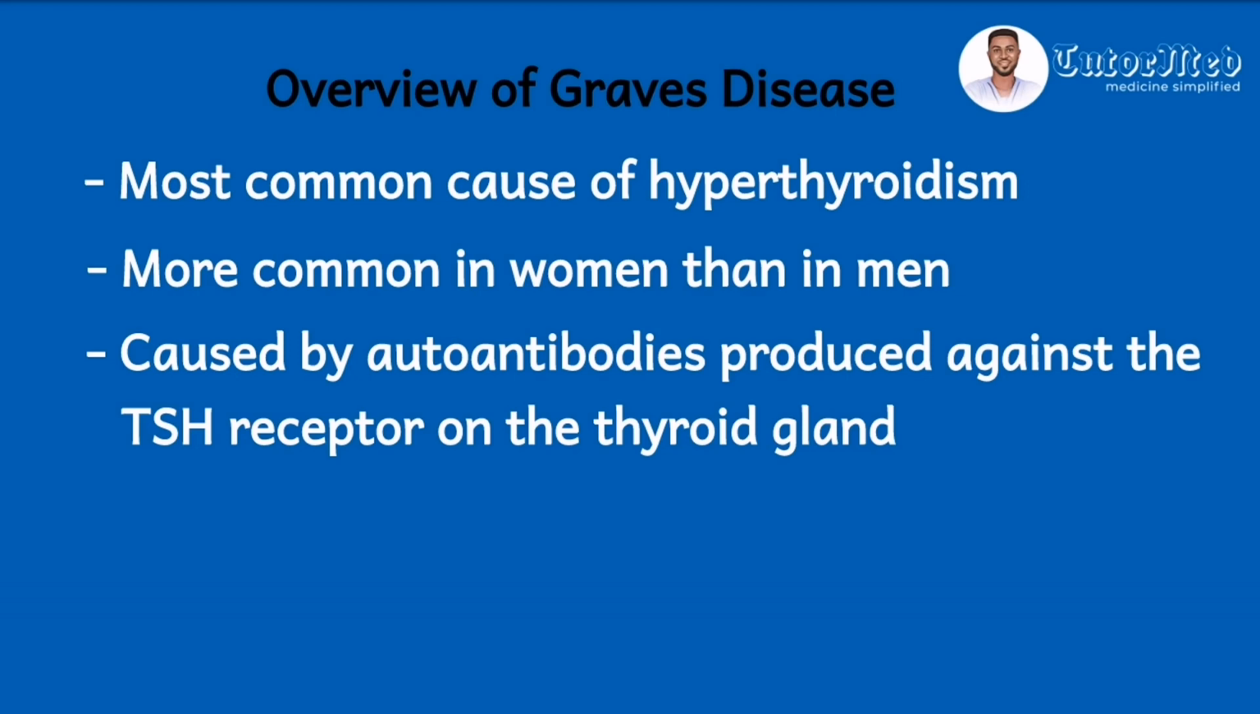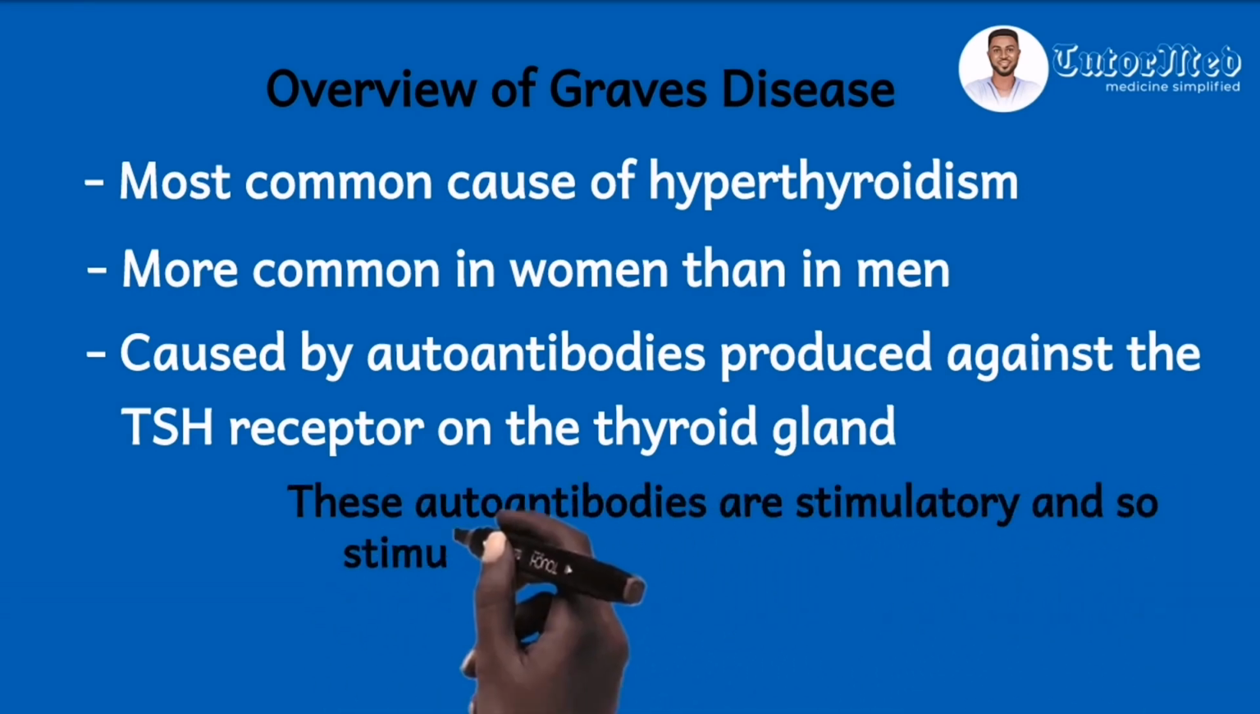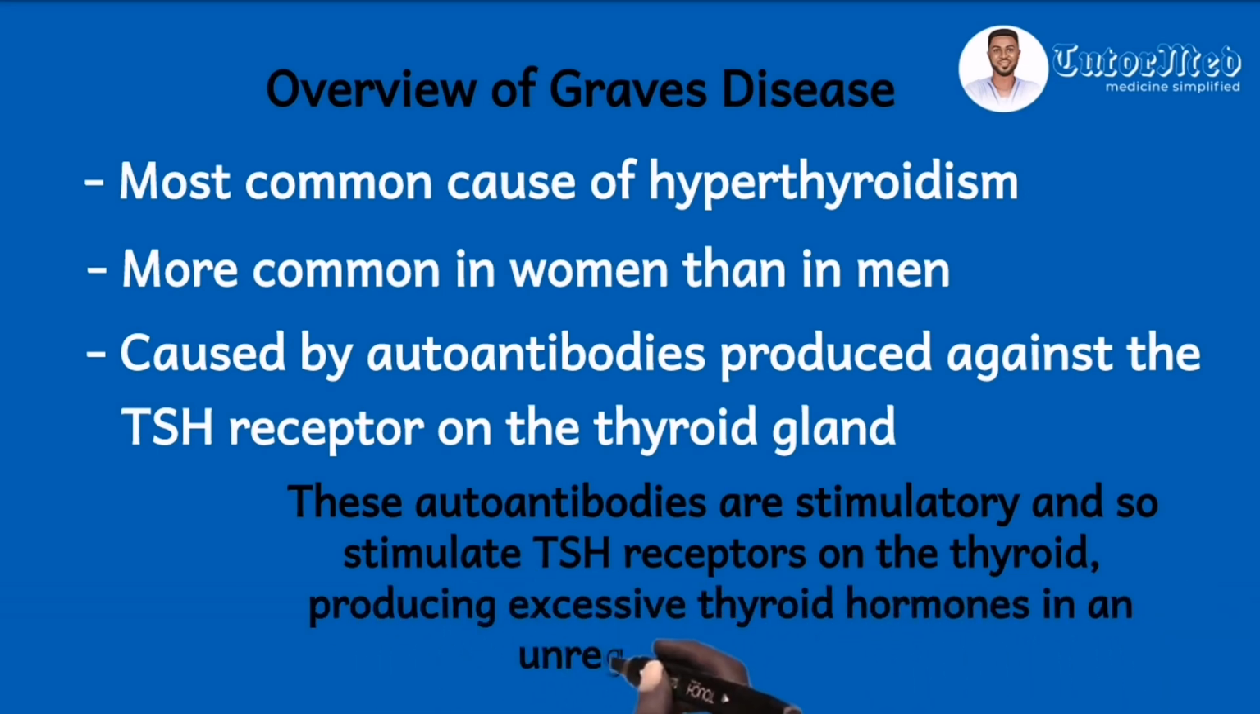Now usually autoantibodies are inhibitory, but the Graves' disease autoantibodies are stimulatory, and so they can stimulate the TSH receptors on the thyroid gland, forcing the thyroid gland to produce excess thyroid hormones in an unregulated manner. Remember that the production of hormones is regulated by a feedback mechanism. And so, because this is not regulated by a feedback mechanism, the thyroid hormones are constantly being produced because the autoantibodies are constantly stimulating the TSH receptors on the thyroid gland.